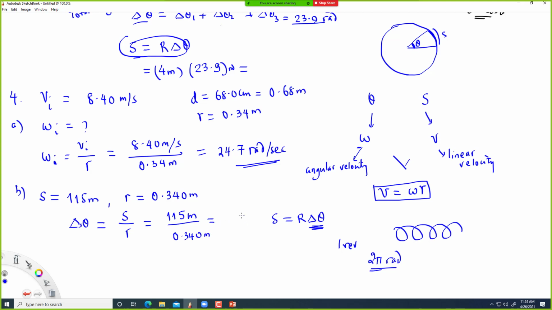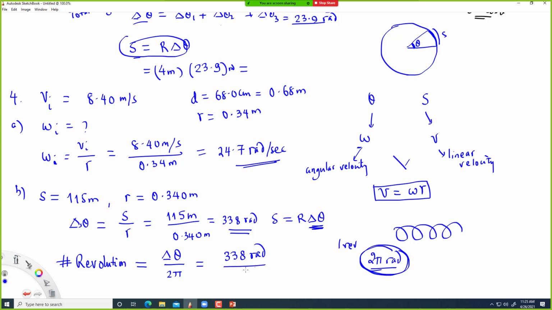That will give us the total angular displacement in radians. I don't have a number for that. Can you figure that out? 338 radians, okay. So that's the total displacement, and in one revolution it makes 2 pi radians of displacement. That means the number of revolutions completed by the wheel is the total displacement over the displacement in one revolution, which is 2 pi. So 338 radians over 2 pi radians.